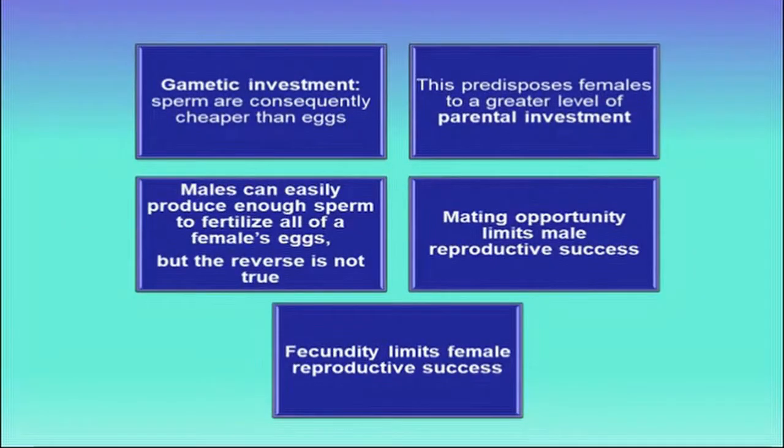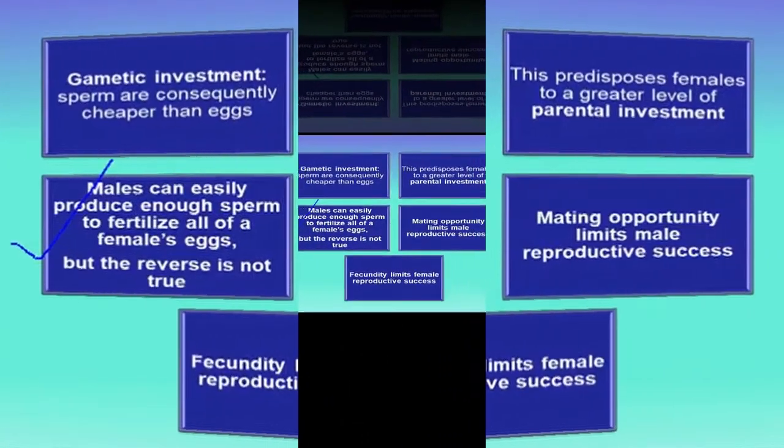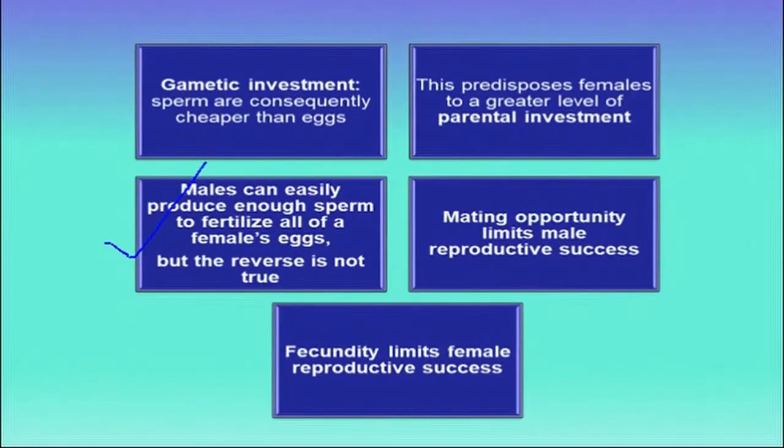One example that we already discussed is gametic investment. Gametic investment means the sperms of males are cheap, whereas the eggs of females are not cheap. So males can easily produce enough sperm to fertilize all of the female's eggs, but the reverse is not true. Females cannot produce enough eggs to fertilize all the sperms. So females have to be very careful before investing their eggs, since the egg is very expensive. The outcome of the egg, the offspring, needs to survive. They cannot just lose the offspring. So parental investment becomes a criterion at this point, and the female has to think about all these things.